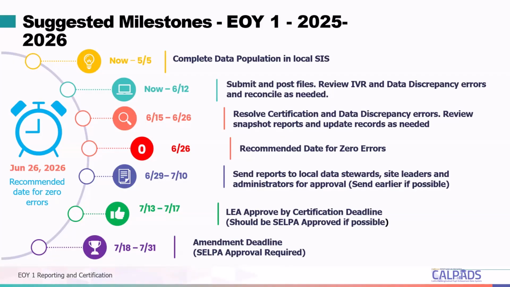7/13 to 7/17, that final week of certification is a time set aside for you to make your last minute checks, talk to your SELPA, have them review the reports, and certify.